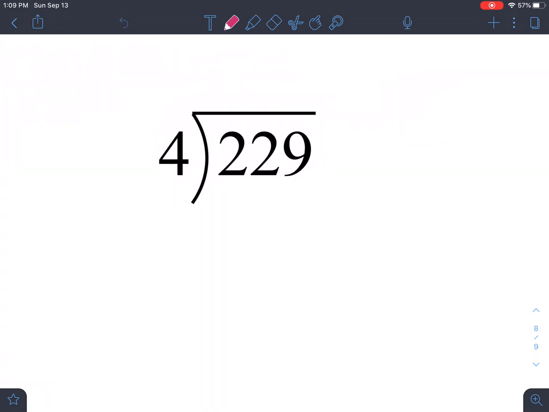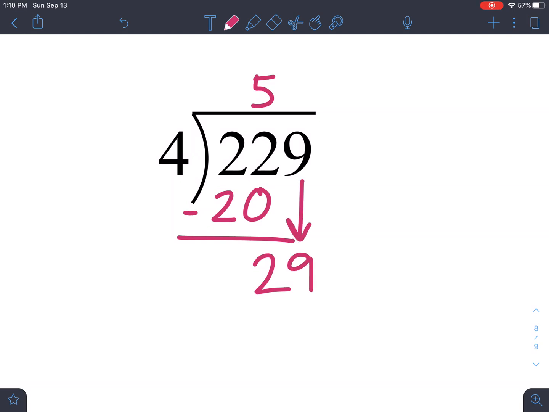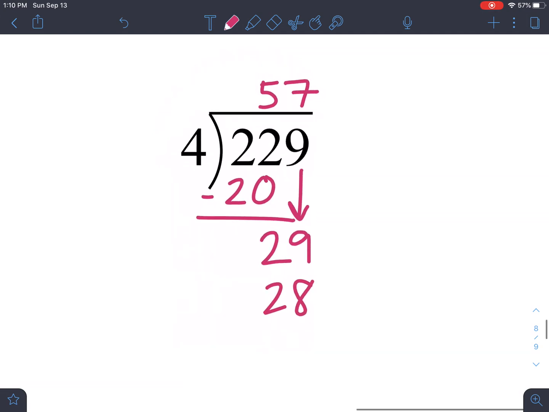So the first thing you do, you think, can 4 go into 2? No. Can 4 go into 22? Yes, it goes in 5 times. Now remember, the next step is you multiply 5 times 4, you get 20, and then you subtract. 22 minus 20 is 2. Next step, you bring down the 9, then you think 4 goes into 29, how many times? That would be 7. 7 times 4 is 28. We subtract again, and we're left with 1.